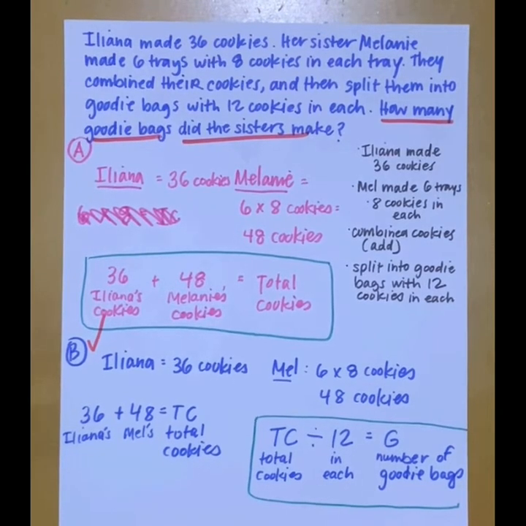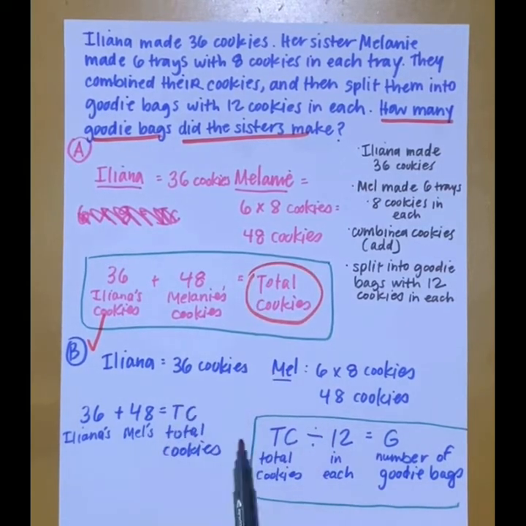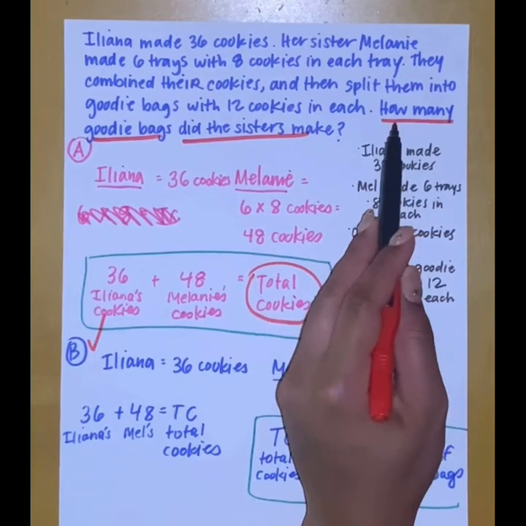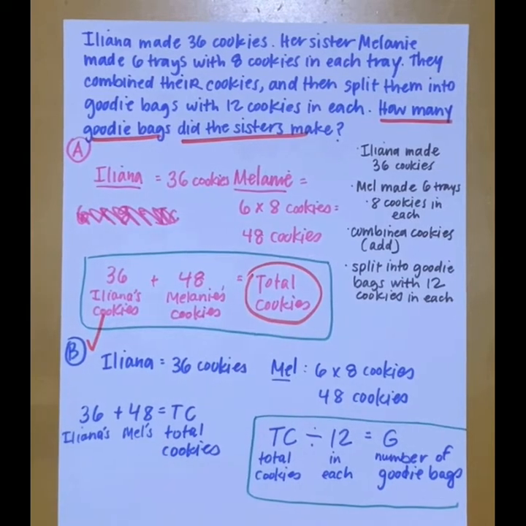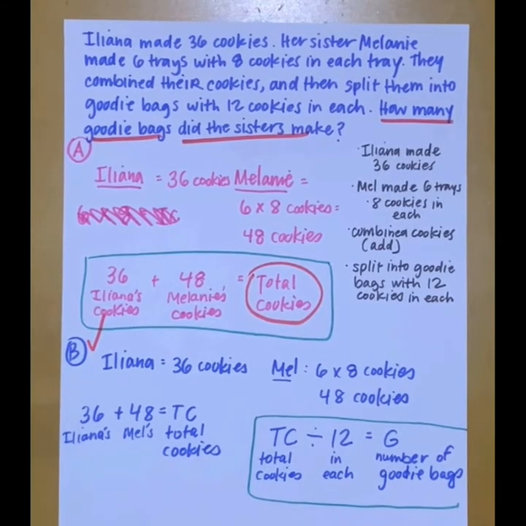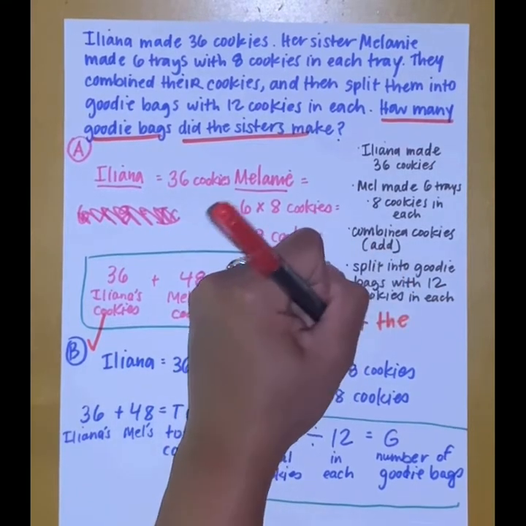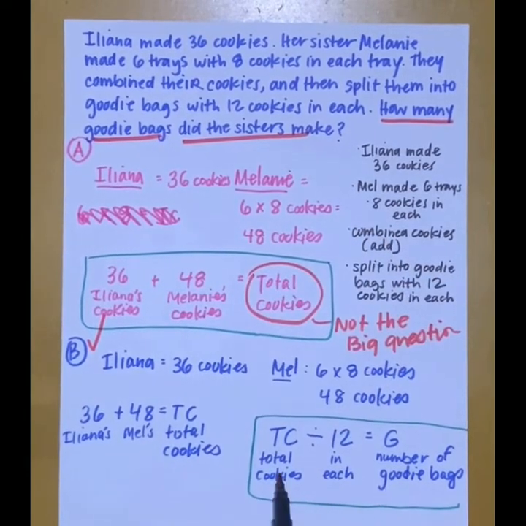That's right. Student A made a mistake because they only answered the question, how many total cookies each sister made together. However, the big question doesn't stop there. The big question wants to know, how many goodie bags did the sisters make from their total cookies? Why does this representation help us answer the big question? Say it out loud. Why does this representation match the big question?